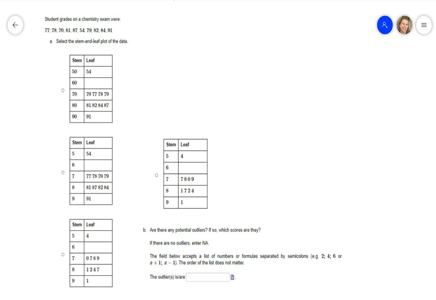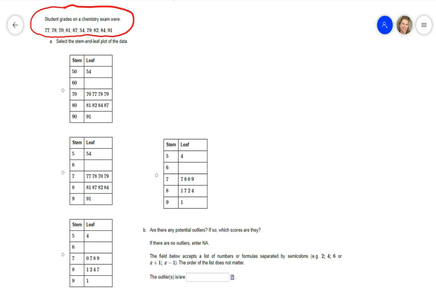Okay, I hope you can see this okay because I had to shrink it down a little bit to get it on the screen. But the question up here says, student grades on a chemistry exam were, and they give you a bunch of grades. They want you to select the stem and leaf plot of the data.